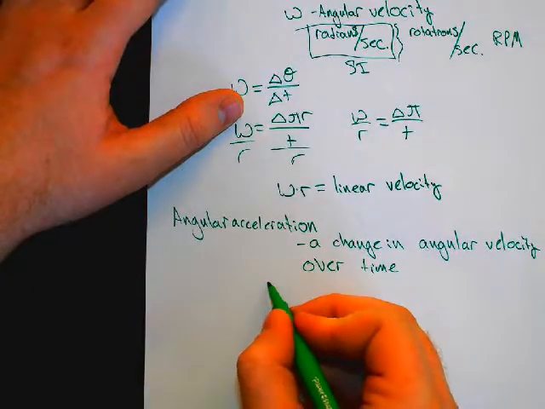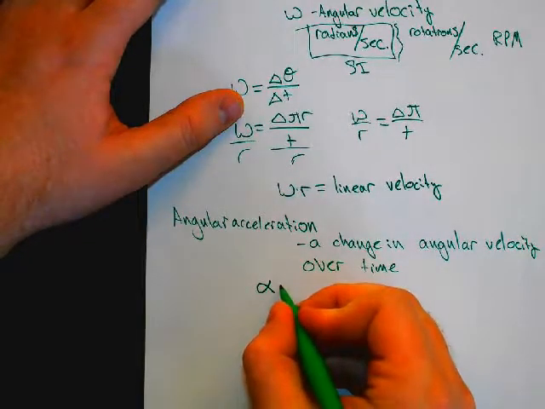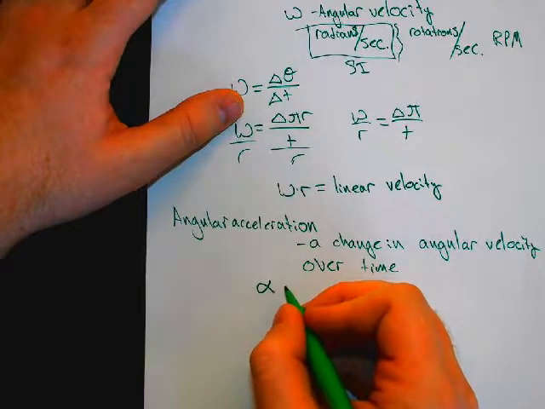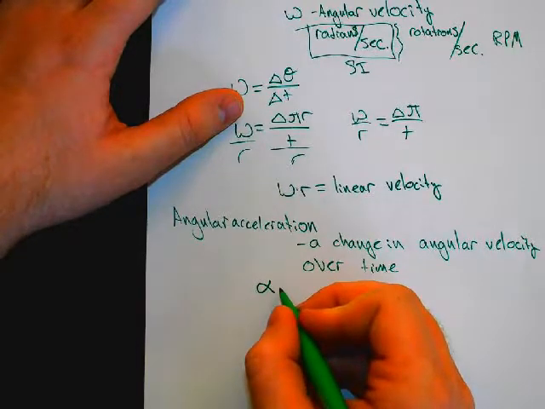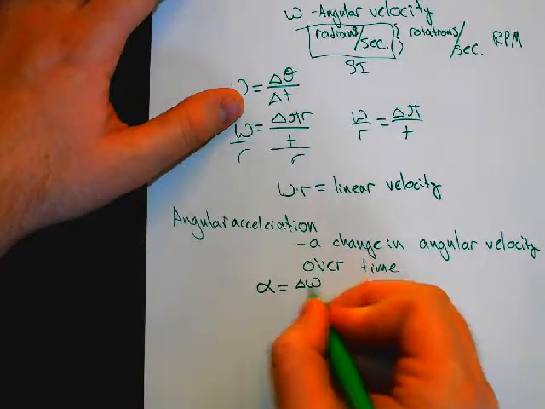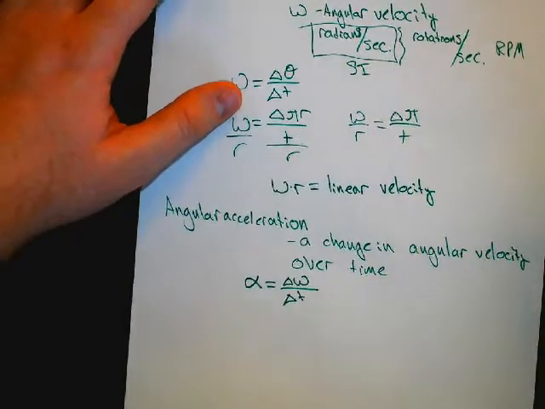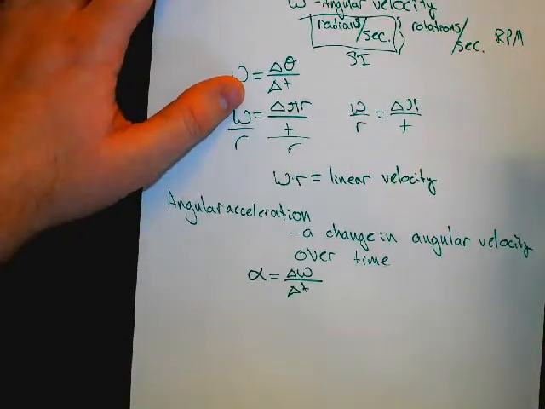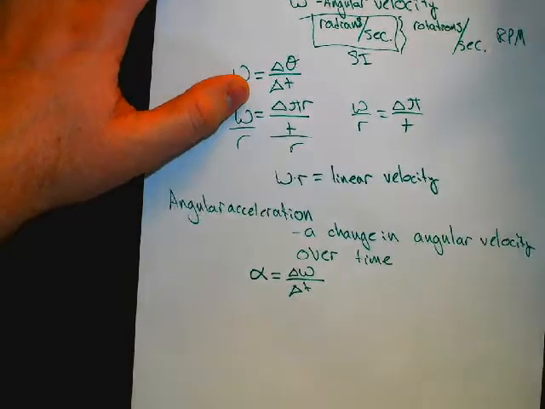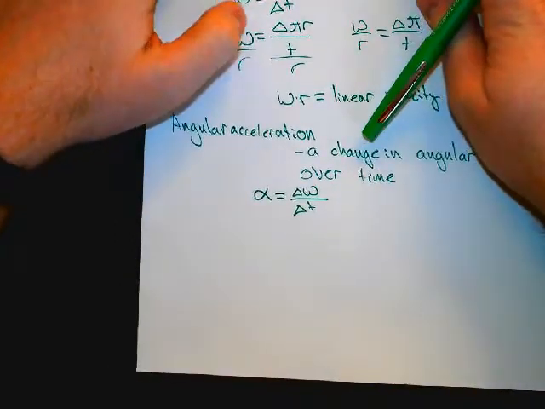Angular acceleration is the Greek letter alpha, lowercase, Greek letter alpha. It is equal to change in angular velocity over change in time. And half the class is going to refer to it as fish. But as long as you know what it is.